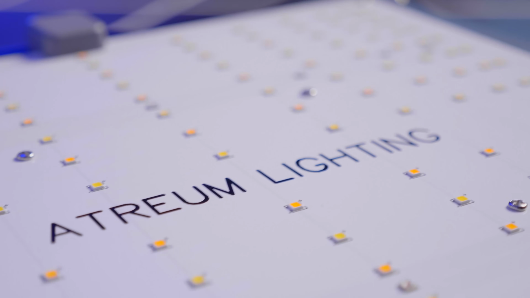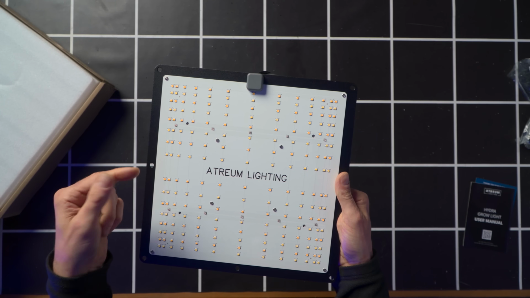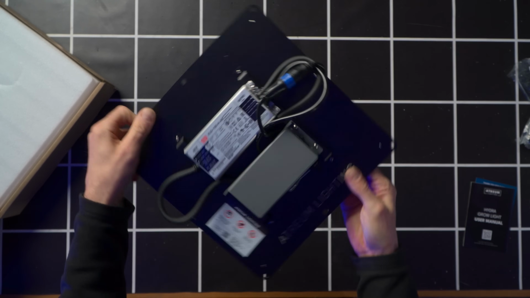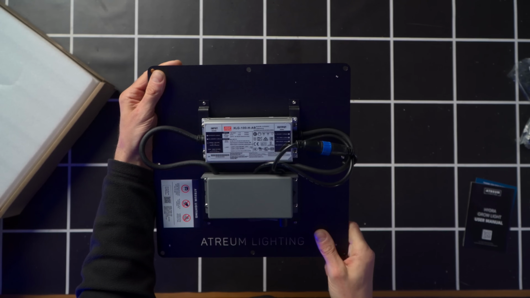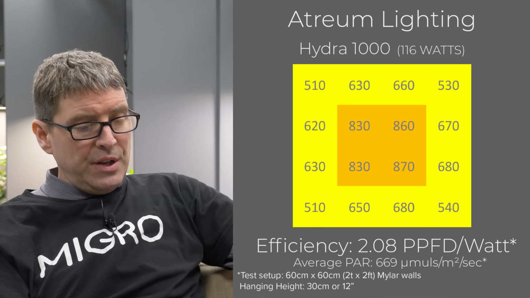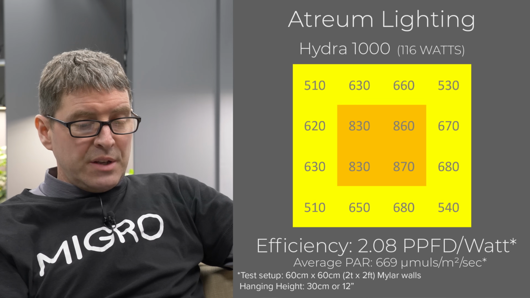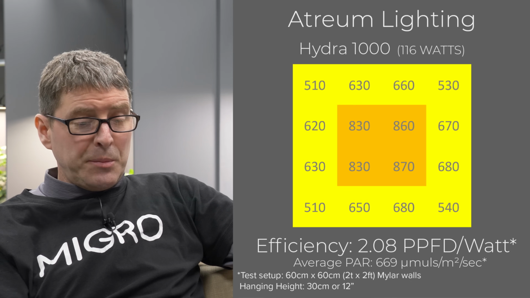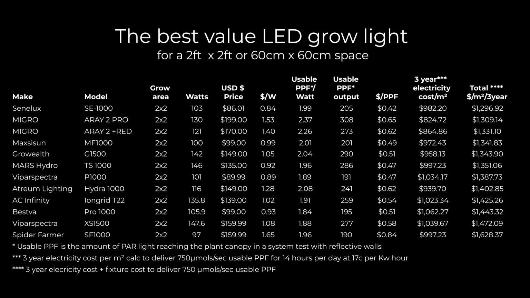Atrium lighting, big fan of Atrium. They came out with very high efficiency lights early on in the day, LED bar type lights. And this Hydra 1000 is a gorgeous little light. 116 watts, good value for money, 149 for the quality of build and the functionality of it. Got a lovely little dimmer station on it, and daisy chain capability and all of that. Really good efficiency, 2.08 micromoles per watt. And yeah, puts it right there mid-table.